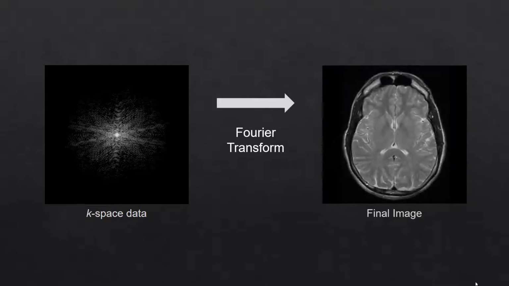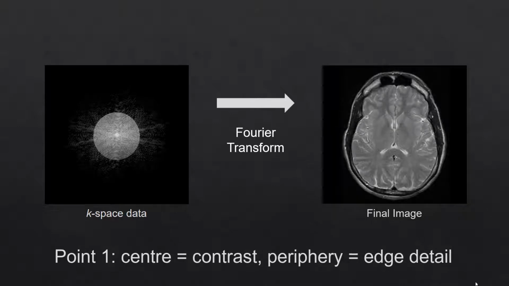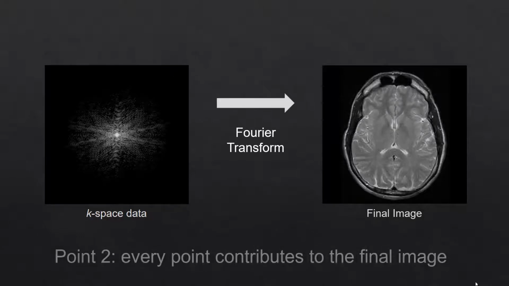So we'll start with K-space. K-space is a grid of raw data, which is a visual representation of the echo signal, and this is converted into the final MR image using a Fourier transform. It can be difficult to understand K-space, but the two important principles to grasp at the moment are that the center of the K-space contains information regarding contrast, while the periphery contains information pertaining to edge definition. And also, that every point in K-space contributes to that final image.